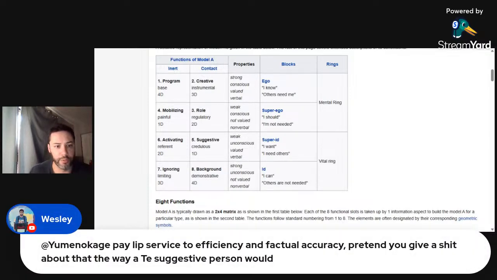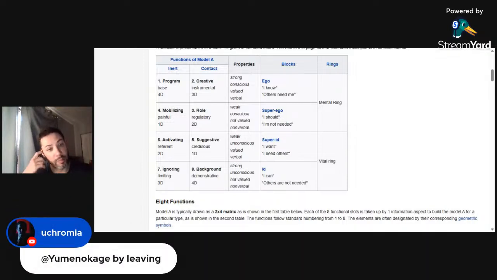Factual, actually. Pretend you give a shit about the way a TE suggestive person would. Yeah, if you want to pretend. Yeah, and sometimes by leaving. Yeah, pretty much.